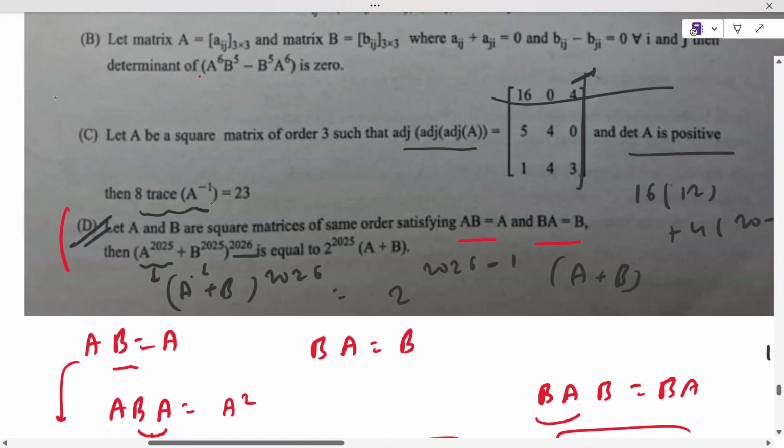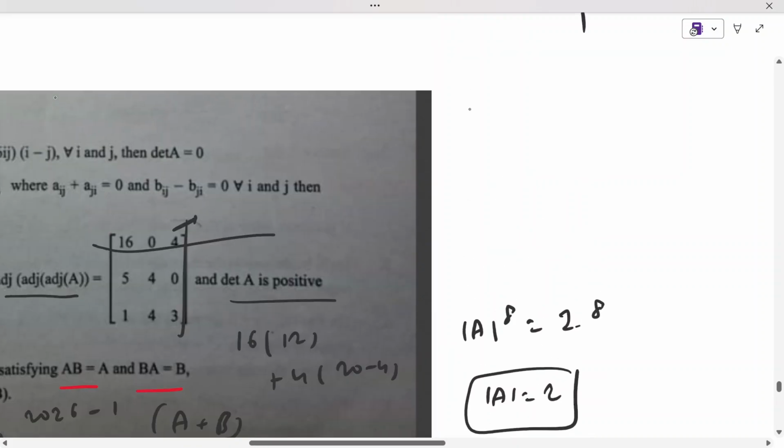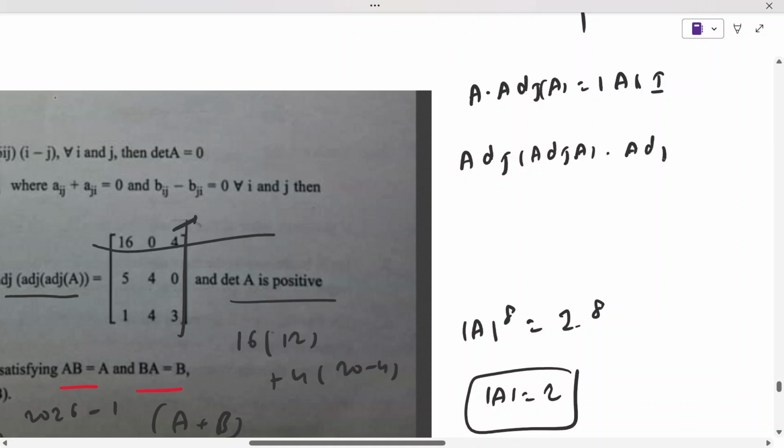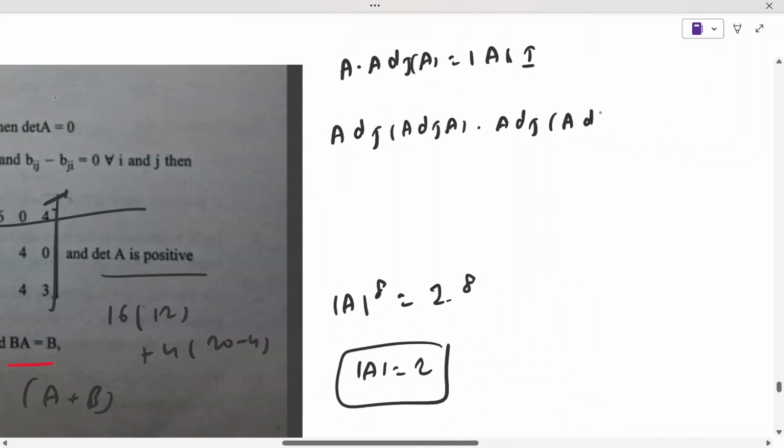Now, find out the trace of A inverse. So like adjoint of A is there. Okay. So what I know, A into adjoint of A is determinant of A into the identity matrix. This I know. Let's replace A with adjoint of A. Then I will write adjoint of A into adjoint of adjoint of A. Fine. Is equal to mod of determinant of adjoint. Got it?